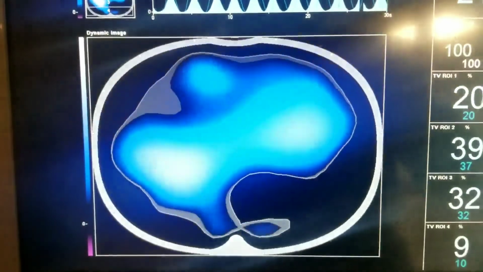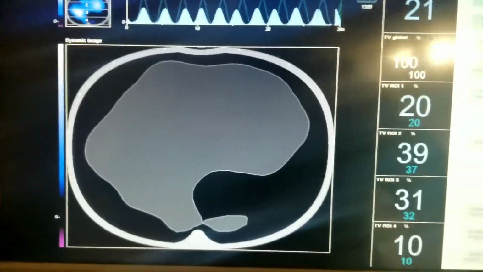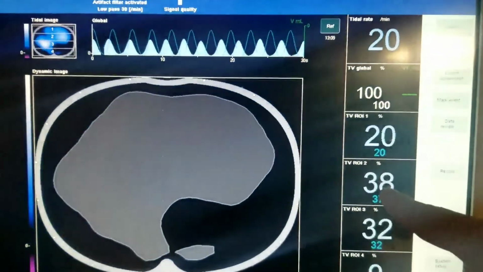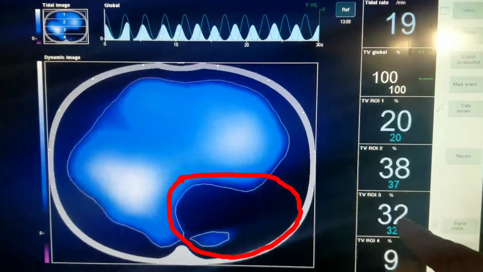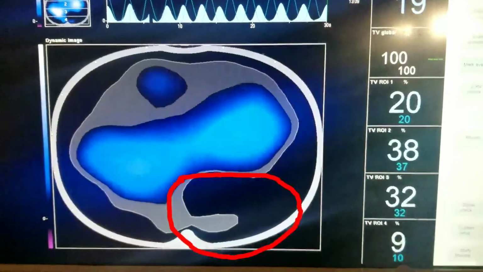So here's just the full screen image that you can use when you're outside of the room. It's bigger, you can see it from far, and yeah, you still see the left dorsal area.